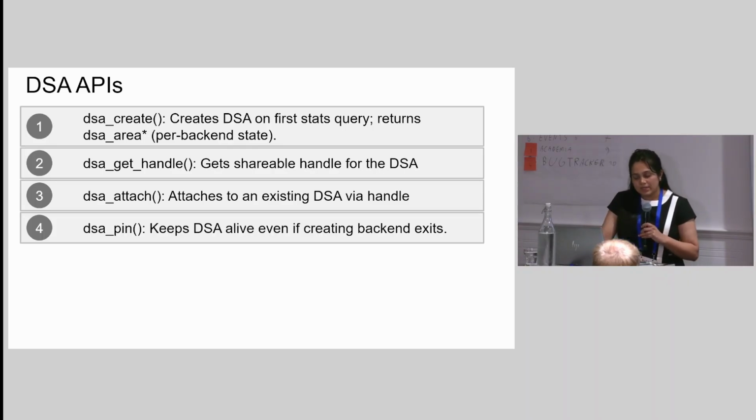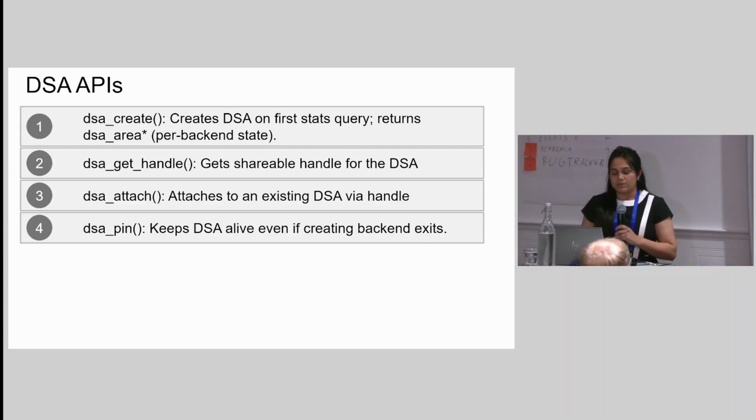DSA_pin is used to keep the DSA around even if the creating backend exits. So this can be used if we don't want to go through the overhead of creating and deleting a DSA for every call, for every functionality. So this effectively retains the DSA for the lifetime of the server. So this is a useful API.